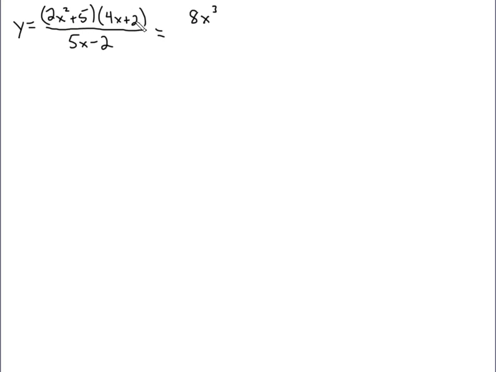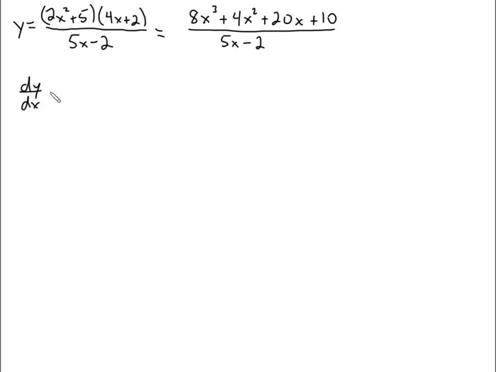Outer gives 4x squared. Inner gives, so let's see, 4x squared for the next term. Inner gives 20x. And the last one is 10. Okay, so that's the first step, is just to expand the numerator. Then we'll use the quotient rule to find this derivative.